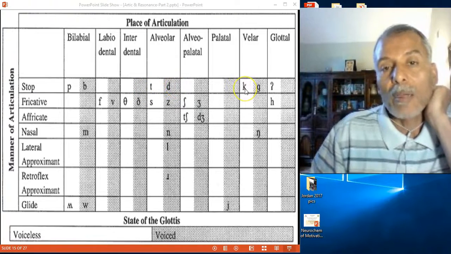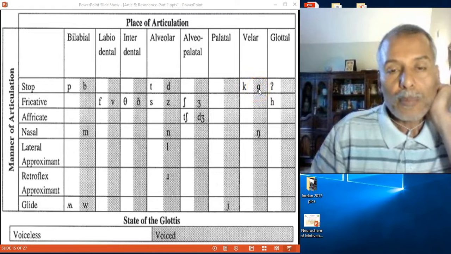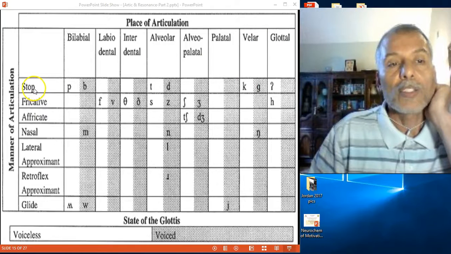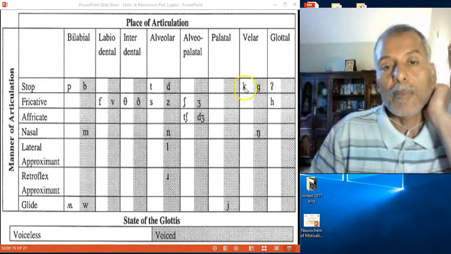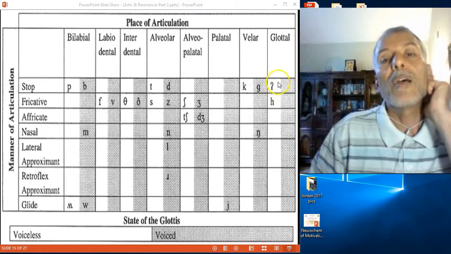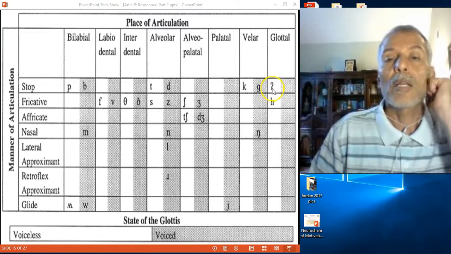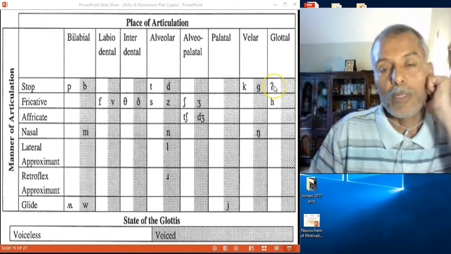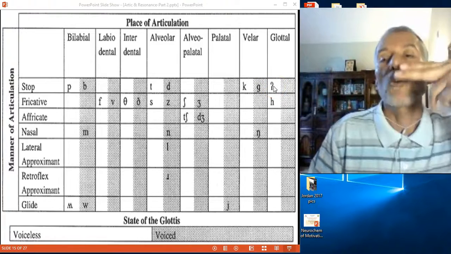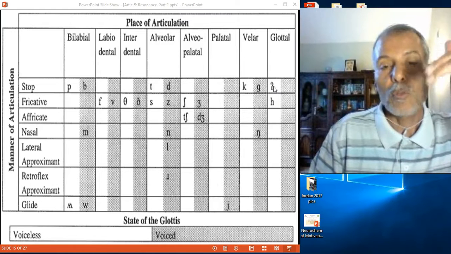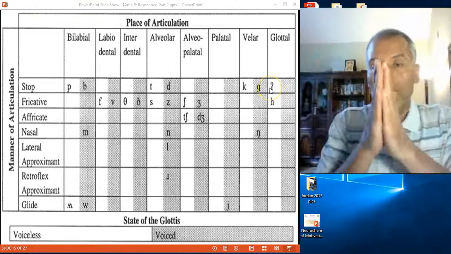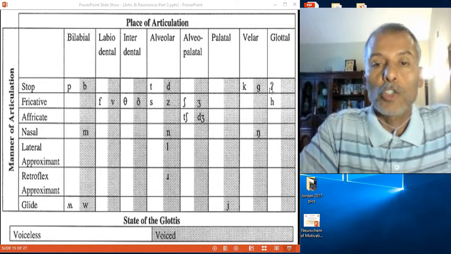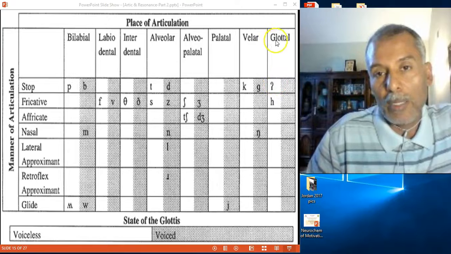Then the next pair is the k and the g. K is voiceless, and then you say velar, and then stop. And g, the same except that it is voiced. And then the symbol like a question mark, that is the glottal stop, as when you say "uh-oh." So in that stopping, you shut the airway with the vocal folds, and you do not vibrate the vocal folds. You open them immediately after. So that is the glottal stop. So it will be voiceless and then glottal stop.